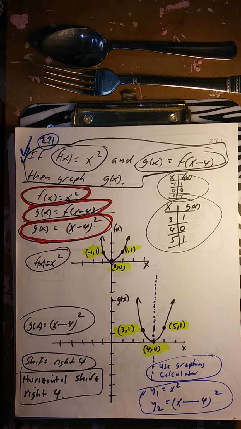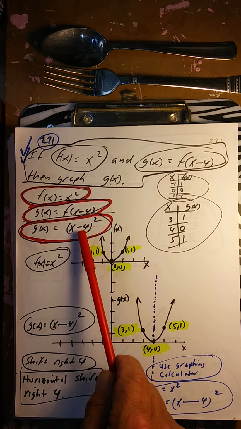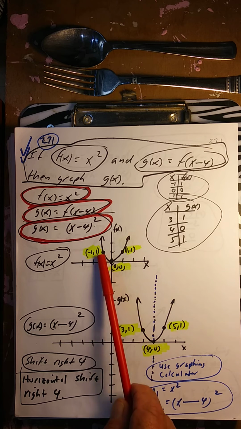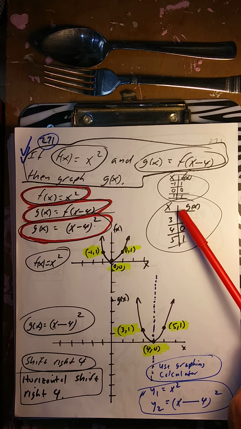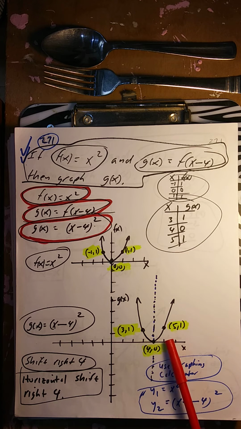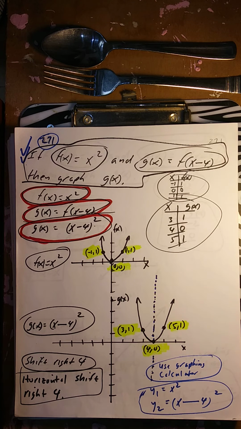Here it is, f of x equals x squared. Then if g of x equals f of x minus 4, what would that be? Well, put the x minus 4 in there. There it is, x minus 4 squared. And guess what? It looks just like the one we did. This is the original problem. And when you put the numbers in there, the 3, 4, 5, you're going to get this answer: 3, 1, 4, 0, and 5, 1. So this graph is going to be moved this way, 4 spaces to the right. Horizontal shift.